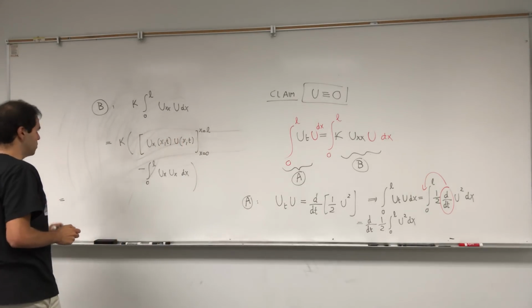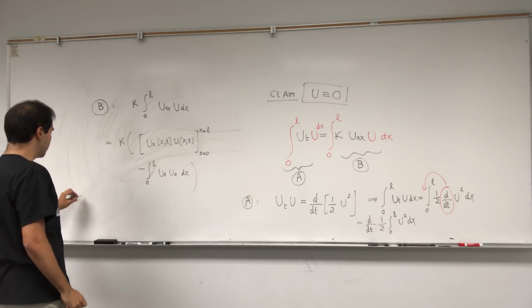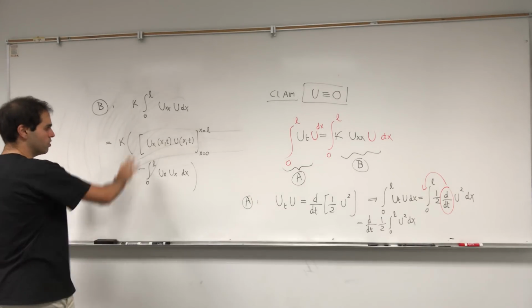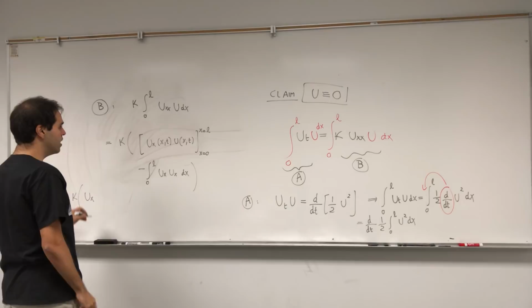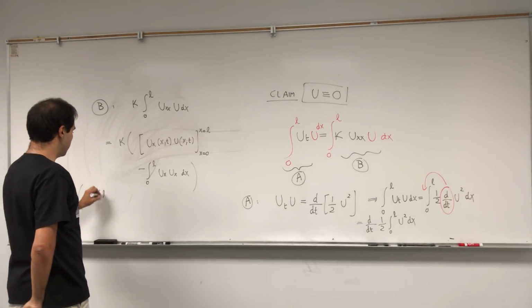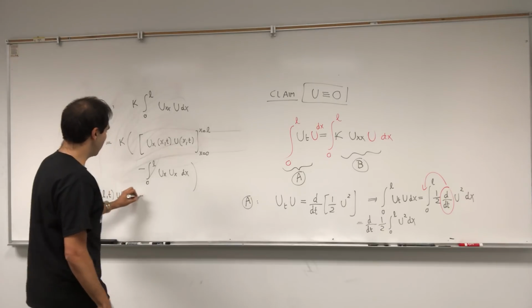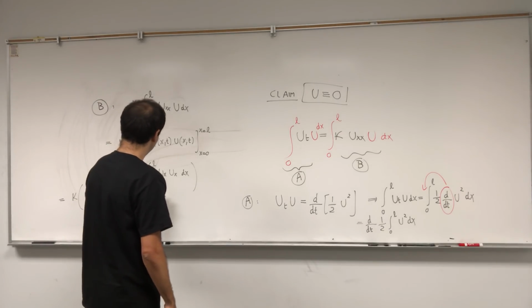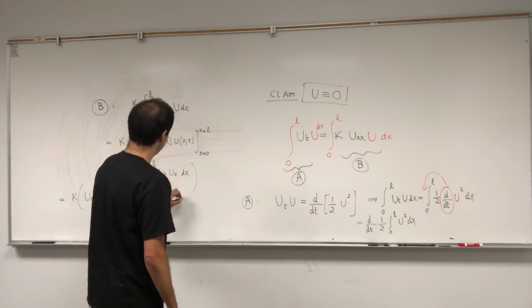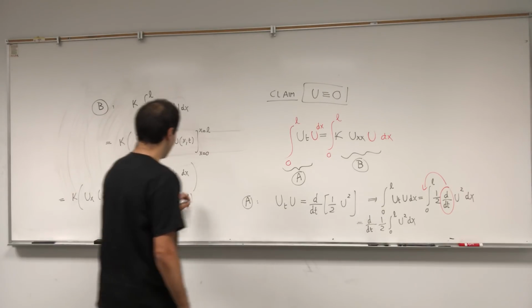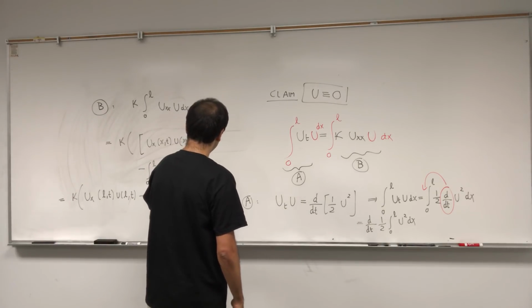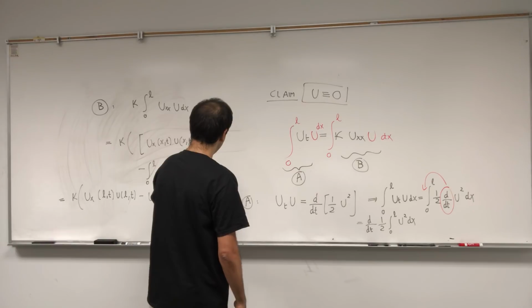All right, let's see what this becomes. So this is k times, all this whole thing with k, u_x(L,t) u(L,t), minus u_x(0,t) u(0,t), minus the integral from 0 to L of u_x squared dx.